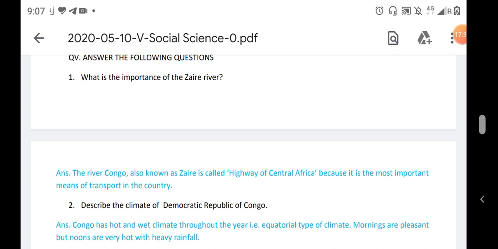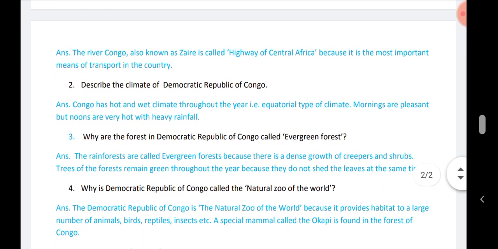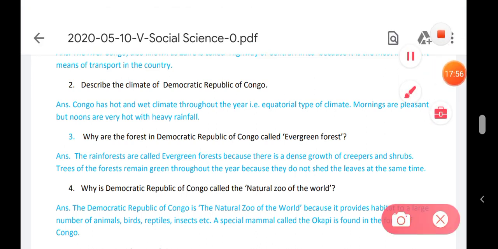Now students, we will read some important questions of this chapter. You have to write these questions in your notebook also. What is the importance of Zaire River? The river Congo, also known as Zaire, is called the Highway of Central Africa because it is the most important means of transport in this country.